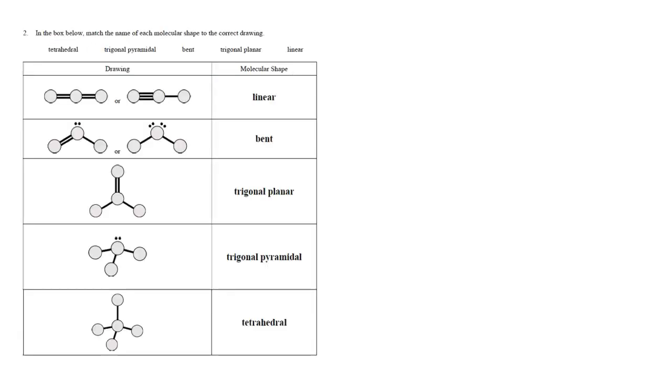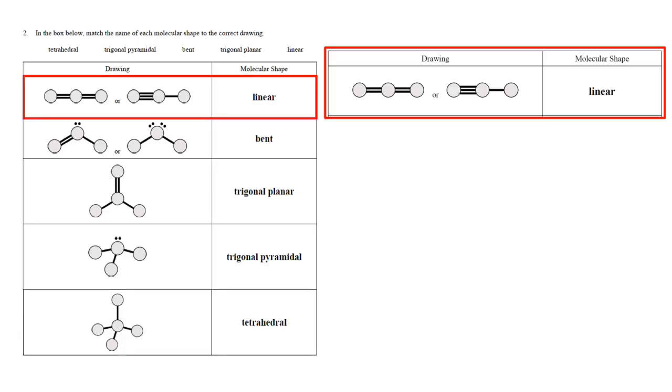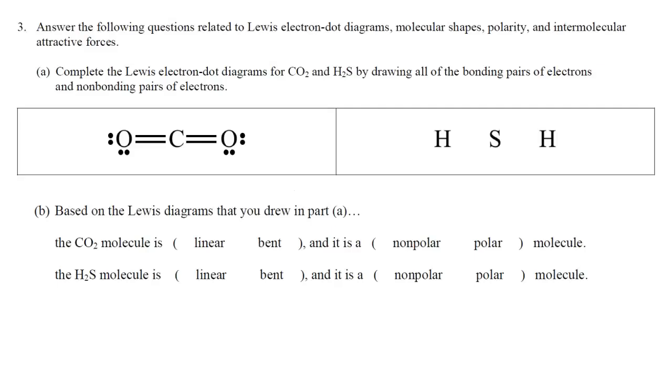So now let's consider the molecular shape of CO2. The molecular shape of CO2 with those 2 double bonds, one on the left and one on the right, is going to be linear. So you can see other shapes are listed here on this slide. We have bent, trigonal planar, trigonal pyramidal, tetrahedral, but the CO2 molecule is linear. So in part B of this question, it says, based on the Lewis diagrams that you drew in part A, the CO2 molecule is, and the answer is linear.